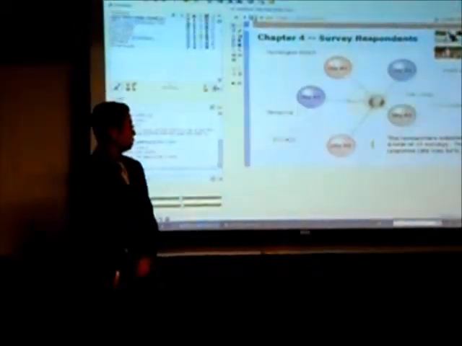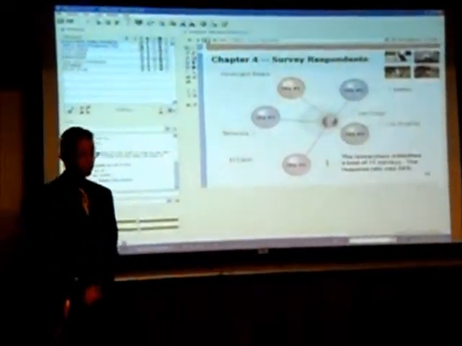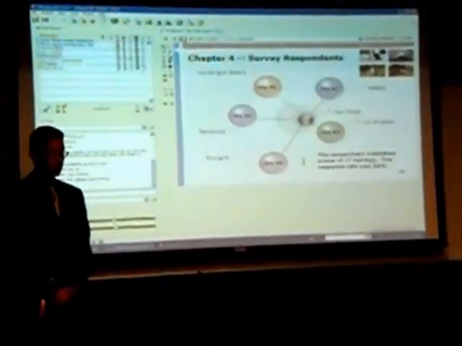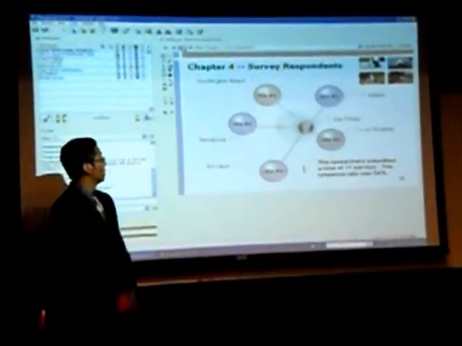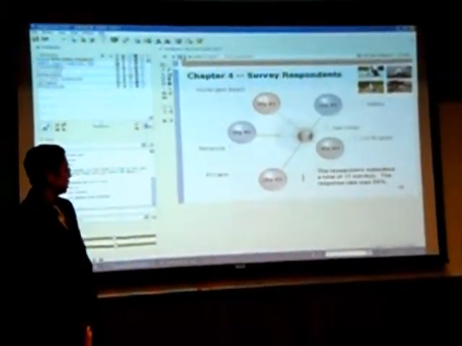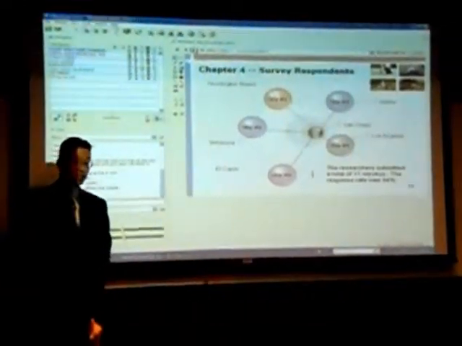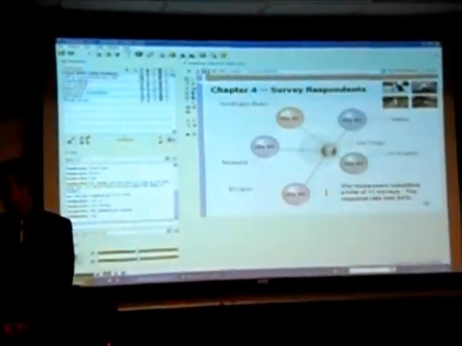So this bubble chart shows the actual respondents, and out of the 11 surveys that we submitted, we received a response rate of 54%. And the cities, in a counterclockwise fashion, are Huntington Beach, Temecula, El Cajon, Los Angeles, Malibu, and I also consider San Diego as a respondent. Next slide, please.